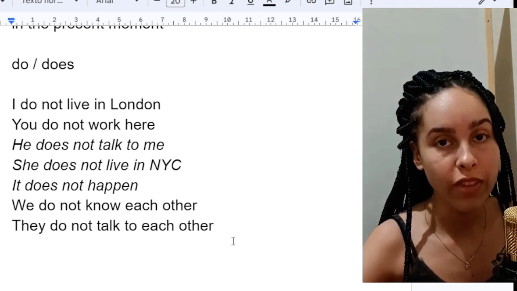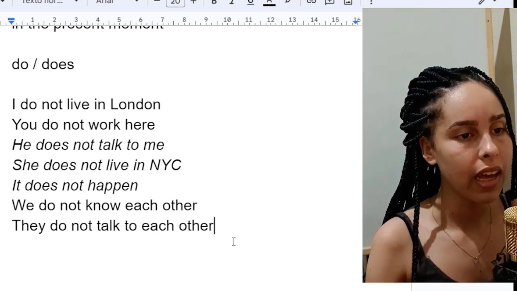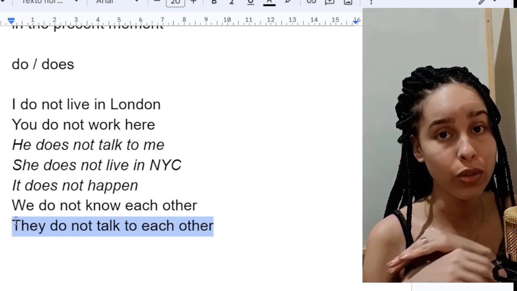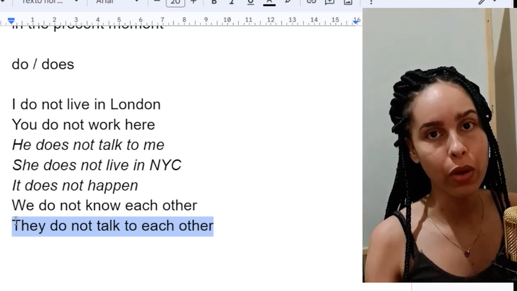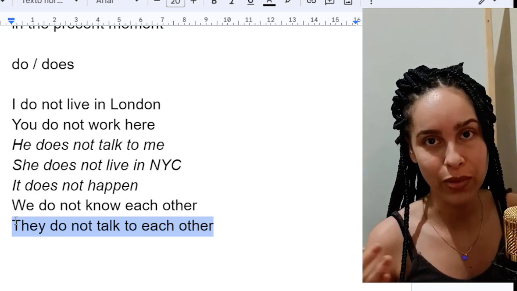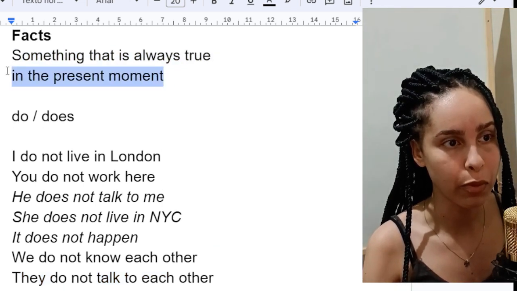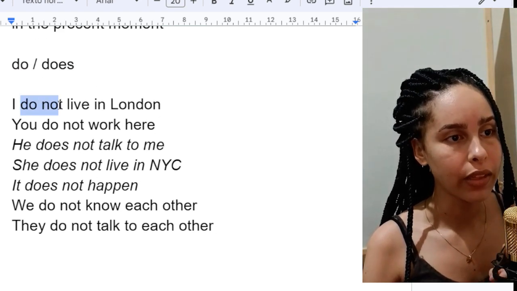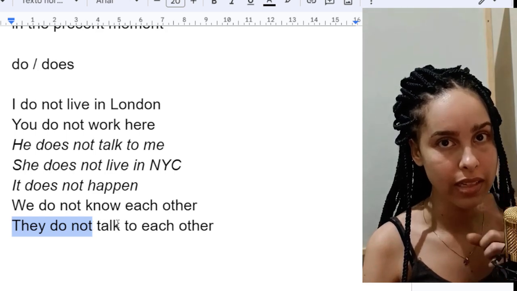Realize that these are all facts and some things that are true all the time. It means that I'm not saying that they are not talking to each other right now, but I'm saying that they do not talk to each other. If you ask me today or tomorrow or yesterday, they wouldn't be talking to each other either. So it's not only now, it's a fact. It's something that's in the present and it's something that's always true. Remember. So I do not, you do not, he does not, she does not, it does not, we do not, they do not. This is how it works.